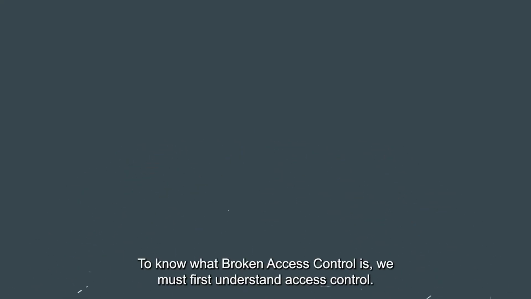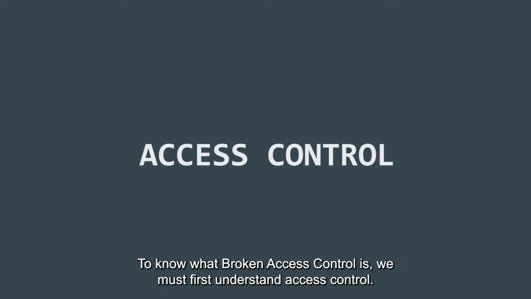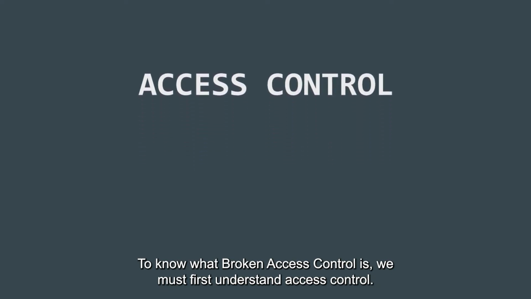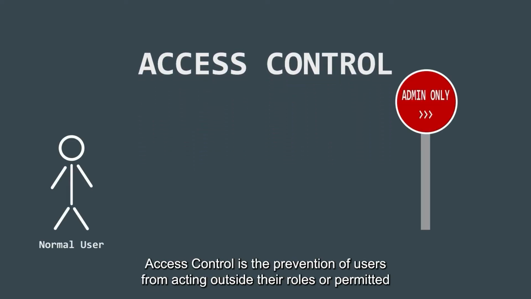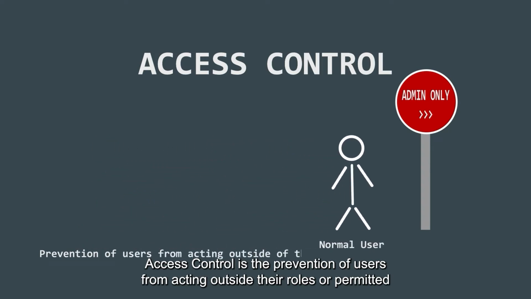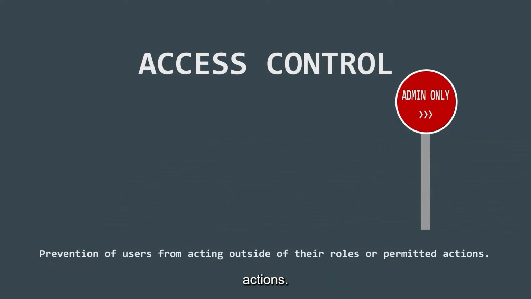What is broken access control? To know what broken access control is, we must first understand access control. Access control is the prevention of users from acting outside their roles or permitted actions.